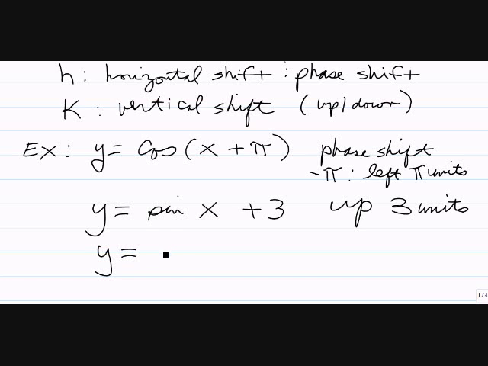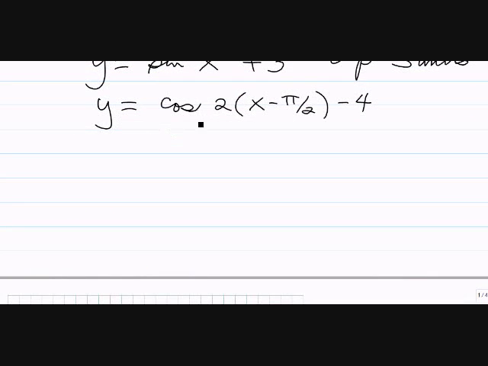So if I have y equals cosine of 2x minus pi over 2, minus 4, then I have a phase shift going right pi over 2 units.